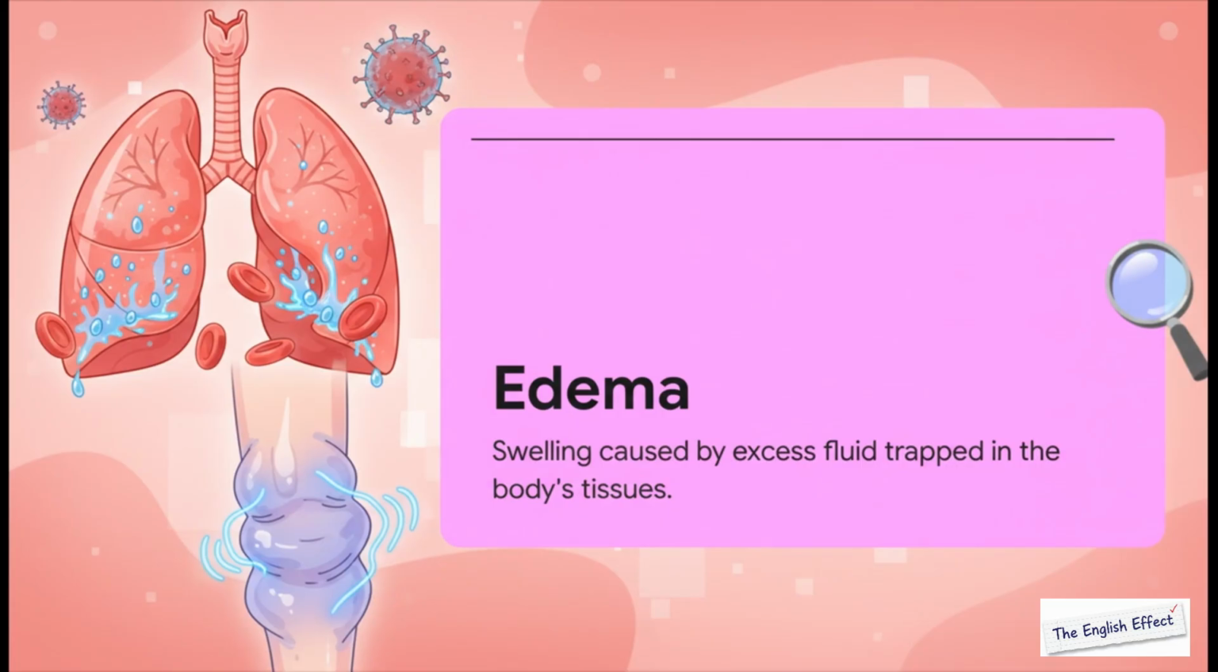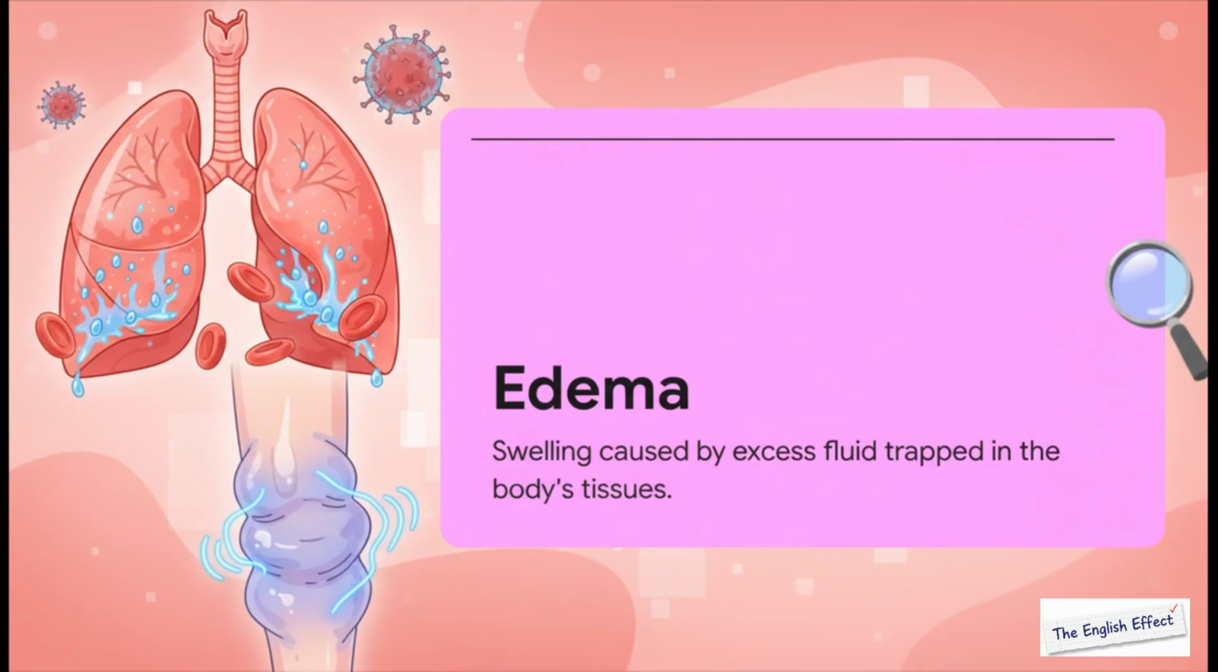Let's dig into the symptoms of the New World strain, HPS. This brings us to word number 7, edema. Definition: swelling caused by excess fluid trapped in the body's tissues. Our sample sentence: in HPS, plasma floods the alveoli, resulting in severe pulmonary edema. The word pulmonary just means related to the lungs.